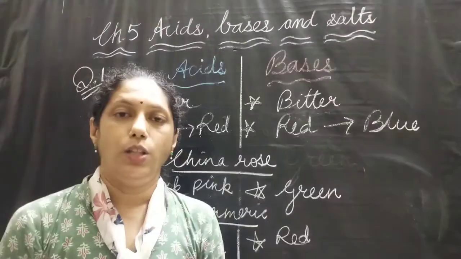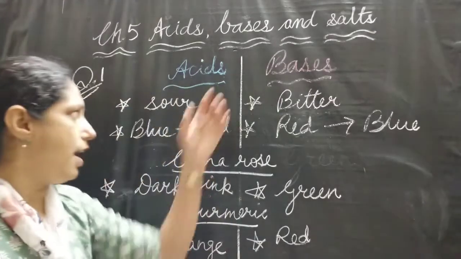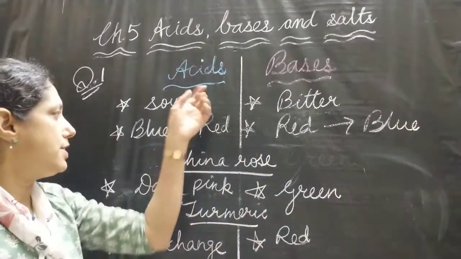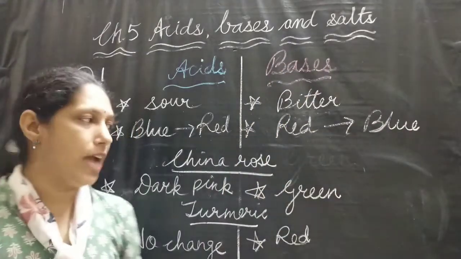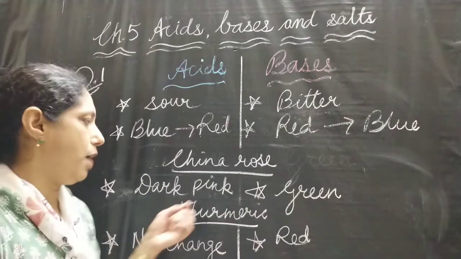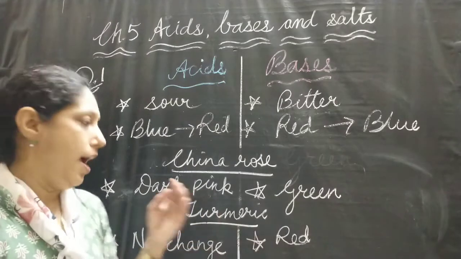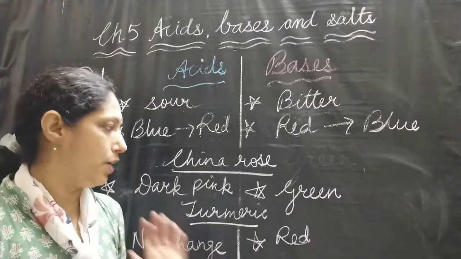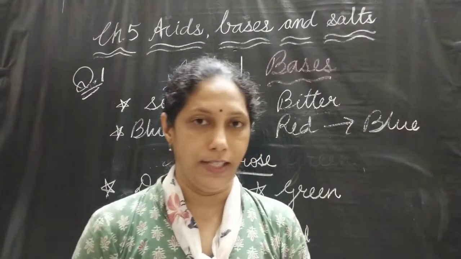Now we are going to start with the textbook exercises of this chapter. The first question is: state differences between acids and bases. The differences are: acids are sour to taste, bases are bitter to taste. Acids turn blue litmus red while bases turn red litmus to blue. With China rose indicator, acids give dark pink color and bases give green color. With turmeric indicator, acids do not change the color of the indicator, but bases turn the turmeric solution to red. So these are the differences between acids and bases.